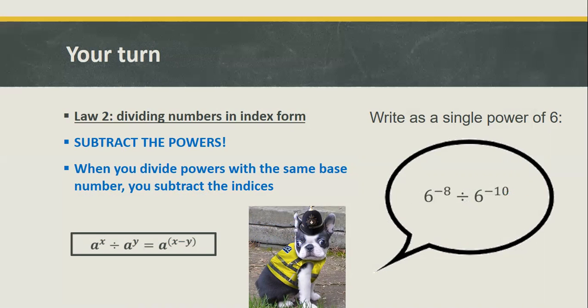6 raised to the power of minus 8 divided by 6 raised to the power of minus 10. Okay, so what is the answer? Are we going to have 6 raised to the power of minus 18 or 6 raised to the power of minus 2? Okay, so if your answer is 6 to the power of 2, yep, you are correct.